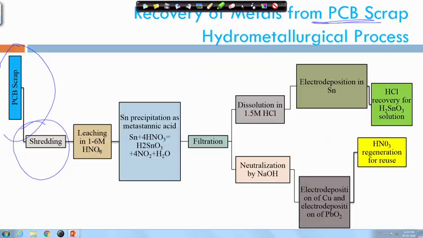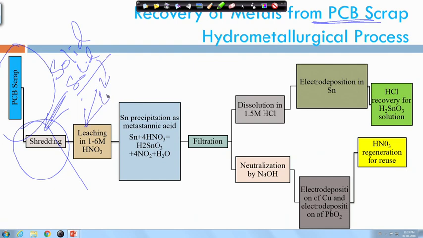Now, what essentially we are trying to do in leaching? We have these heavy metals present in the solid form here. It is in the solid form, isn't it? Now, in the leaching process, we are trying to get this solid into the liquid form. So, we are trying to dissolve these heavy metals in acid.